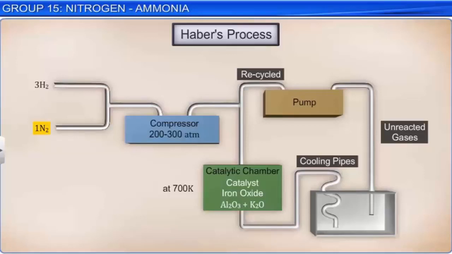Pure and dry nitrogen and hydrogen are mixed in a ratio of 1:3. This reaction mixture is compressed under a high pressure of about 200 to 300 atmospheres in a compressor. Then, these compressed gases are let into a catalytic chamber that is fed with finely divided iron oxide with alumina at 700 Kelvin. Subsequently, the ammonia formed, along with unreacted nitrogen and hydrogen gases, is liquefied to obtain liquid ammonia.